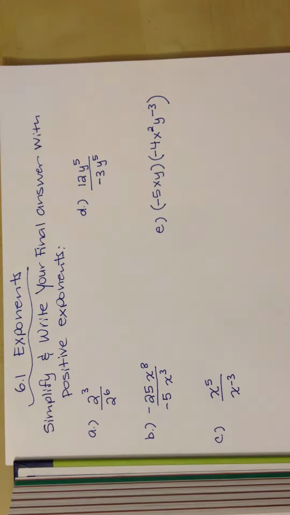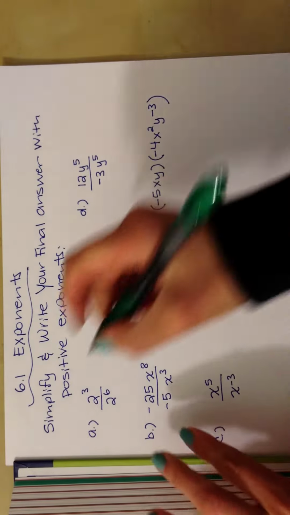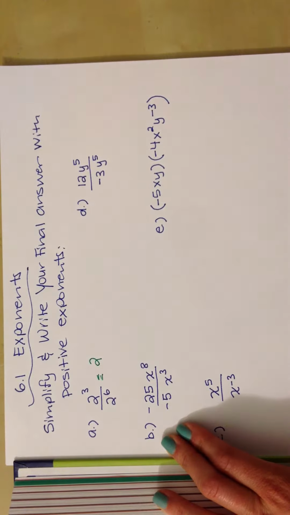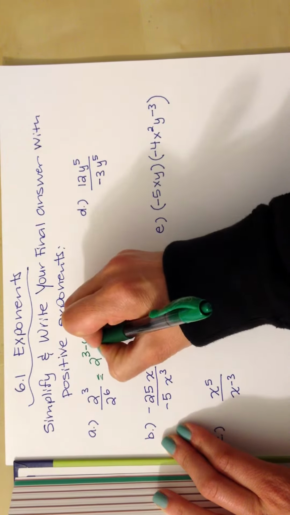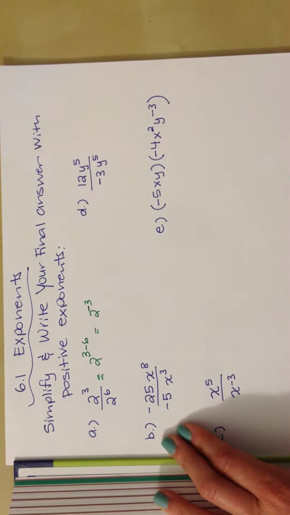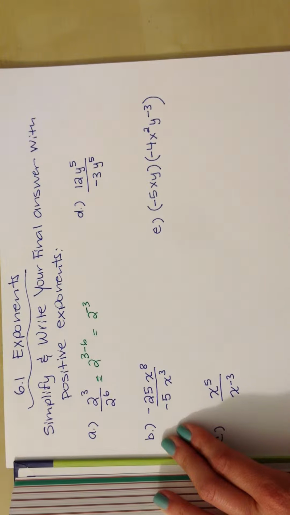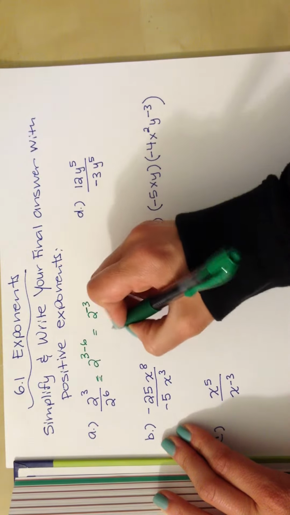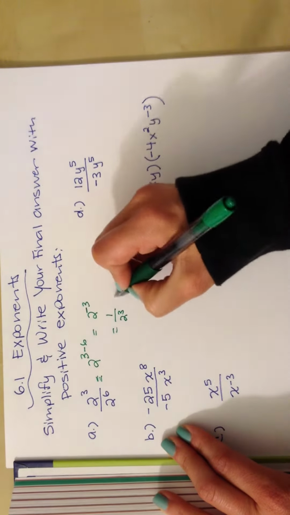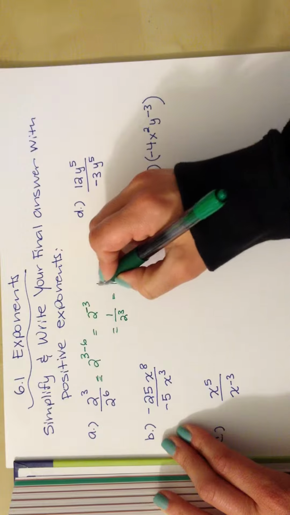For example A, when we divide and we have the same base, all we do is subtract our exponents. You write your base once, our base is 2, and we just subtract our exponents. 3 minus 6, which gives us 2 to the power of negative 3. Since my answer has a negative exponent, we use our negative exponent rule to rewrite our answer as 1 over 2 to the third, and I know that 2 to the third is the same as 8, so the answer is 1 over 8.